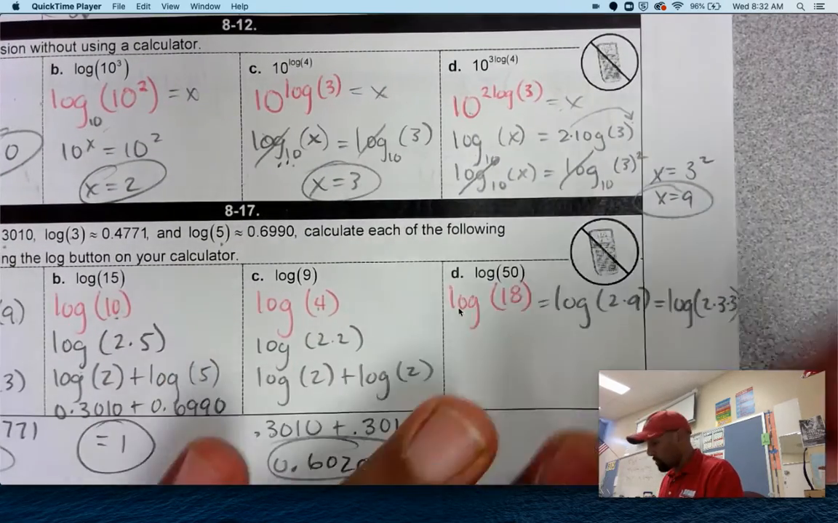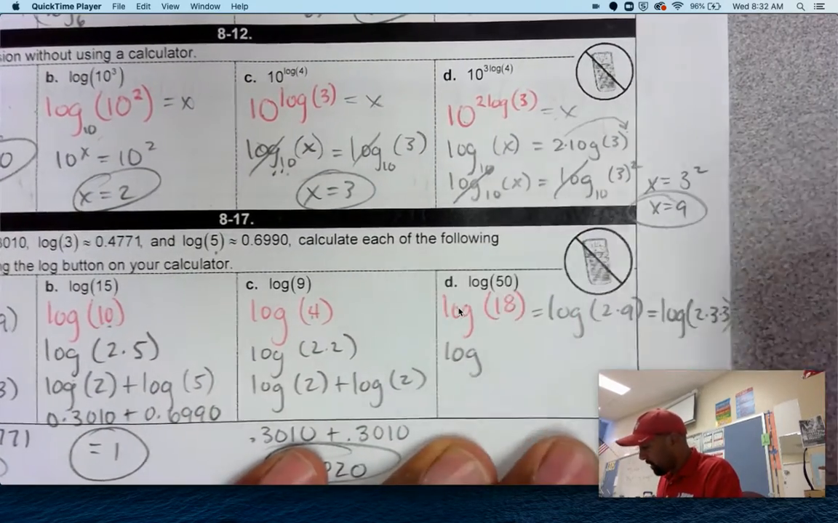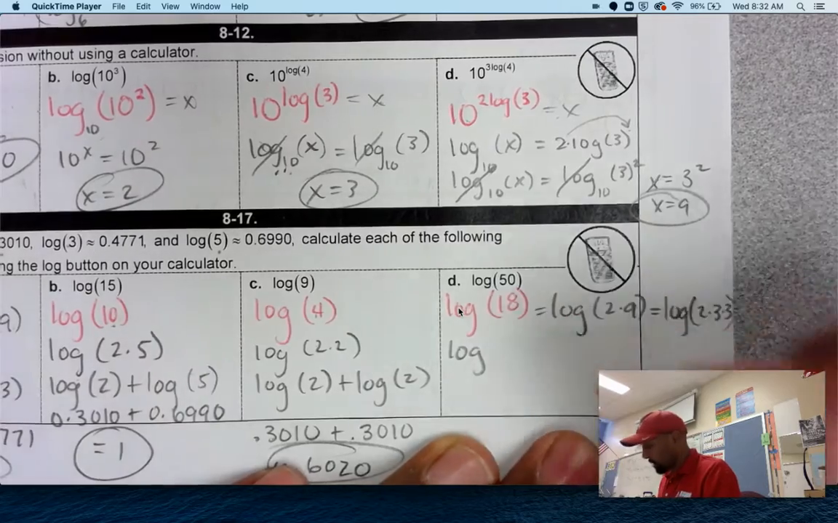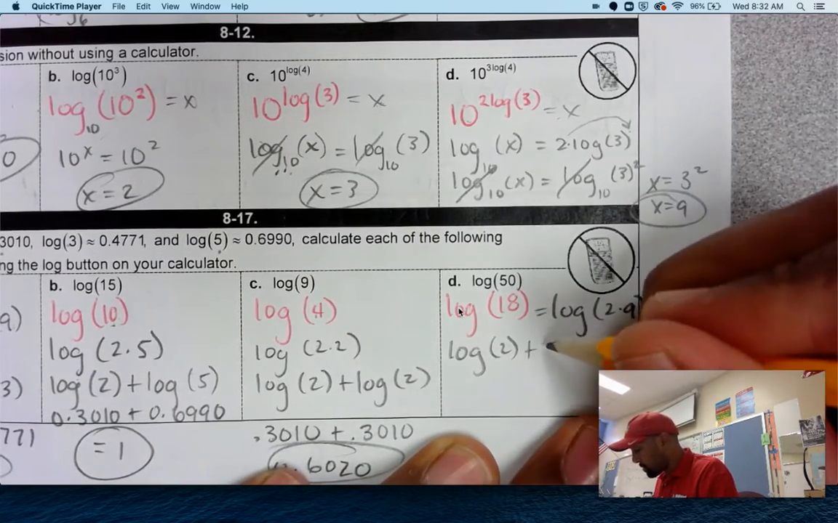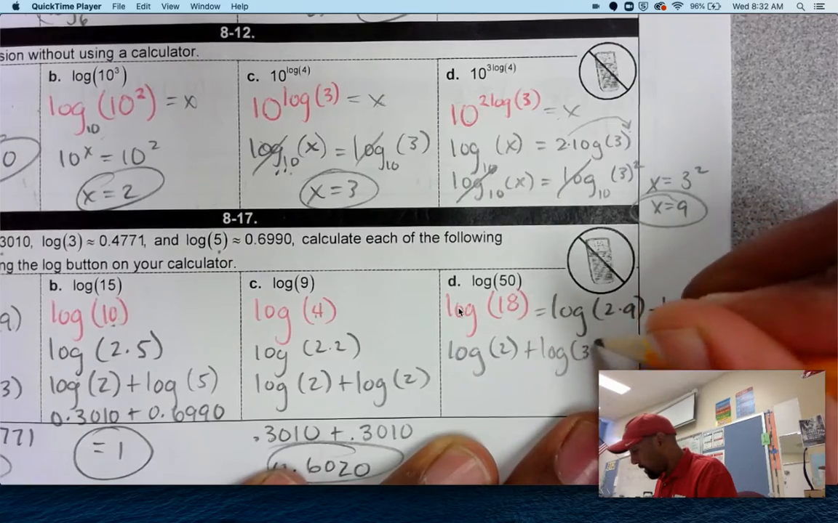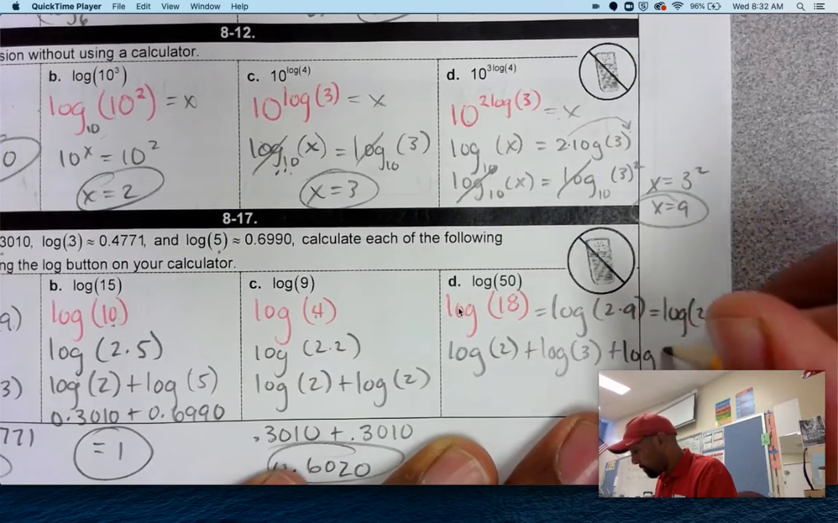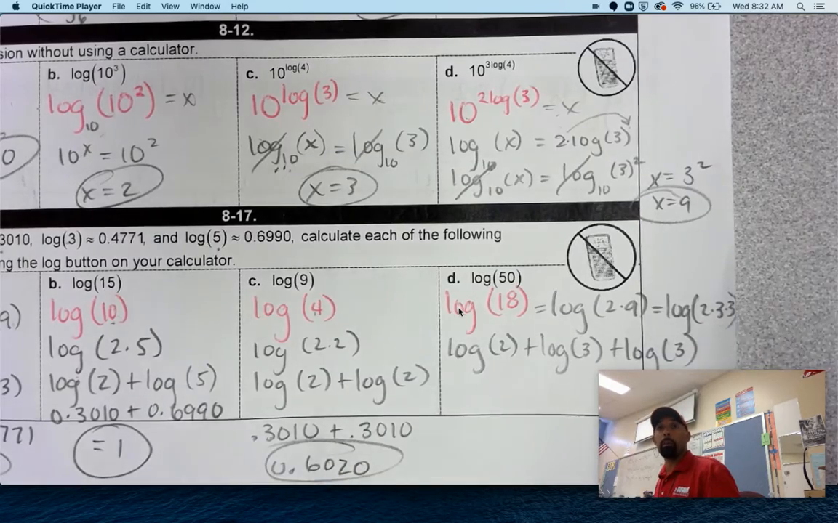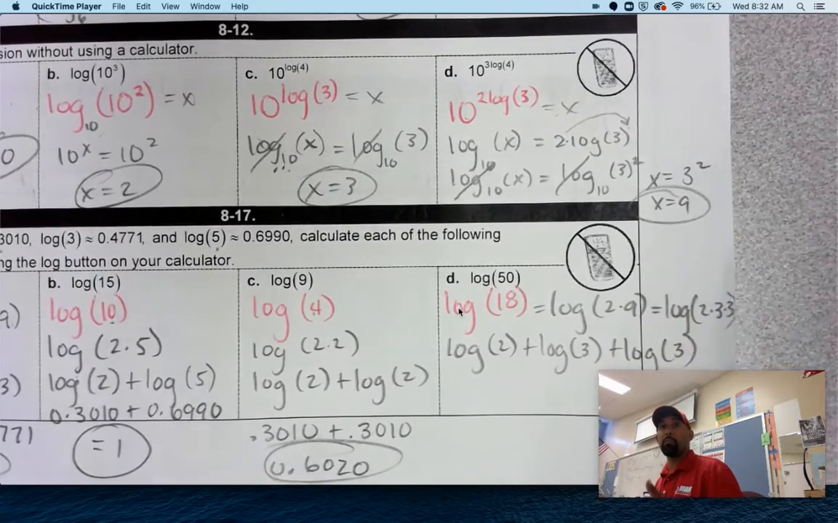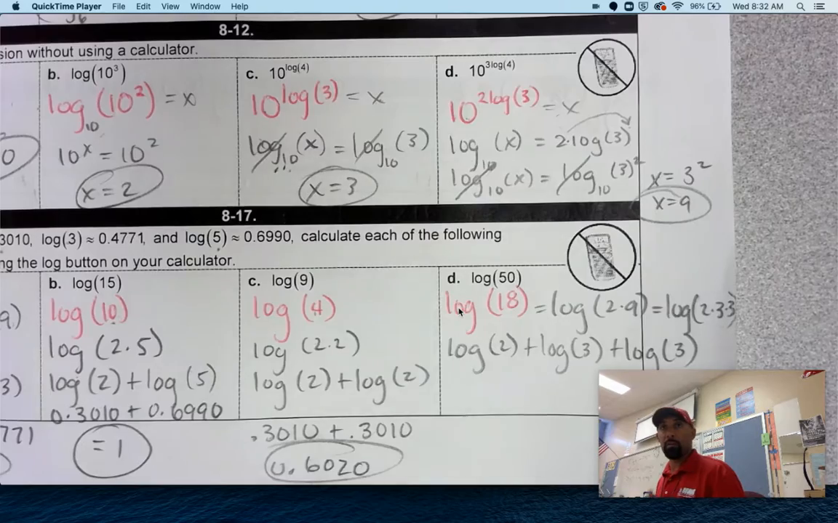So now what we're going to do is we're going to split this up into 3 different logs. So if you have 3 numbers being multiplied, we can still use the product rule. So now it's log of 2 plus log of 3 plus log of 3 again. So it doesn't matter how many numbers you multiply, you can split them up. Okay, you can split them up 3 times, 4 times if you have 4 factors or terms.